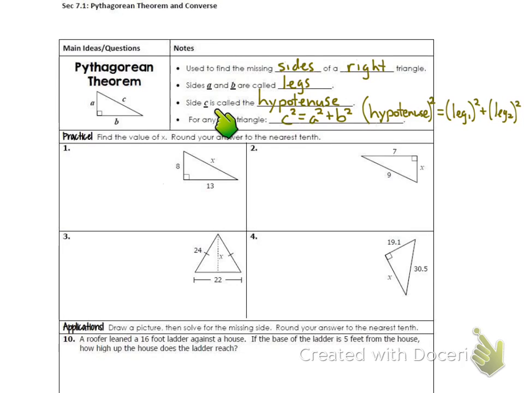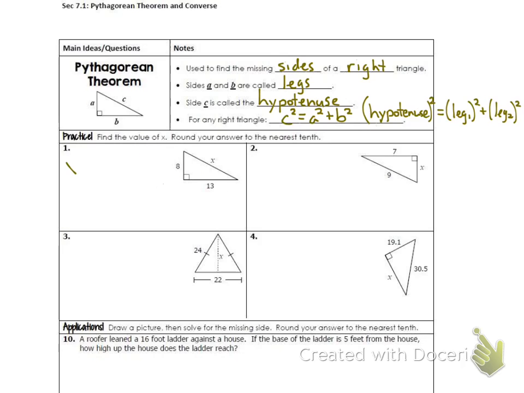The Pythagorean theorem is what we use to find the missing sides of a right triangle. If we look at sides A and B, we call those the legs, and C is the hypotenuse. So for any right triangle, the hypotenuse squared, or C squared, is equal to A squared plus B squared. We will always know two sides of the right triangle, and we're finding the third.